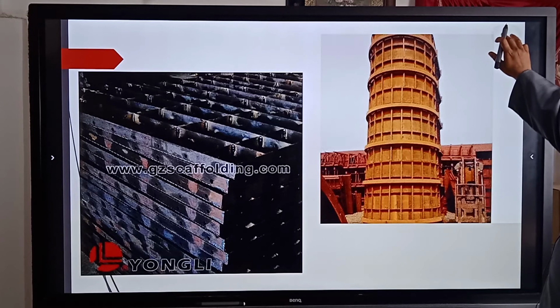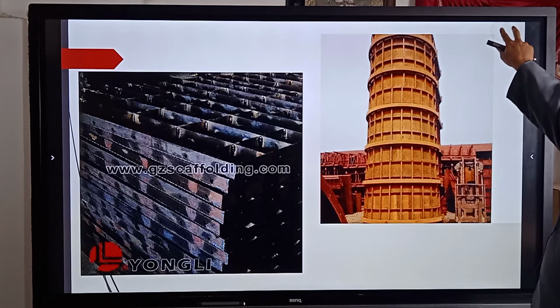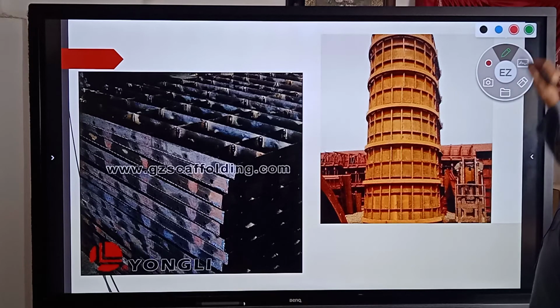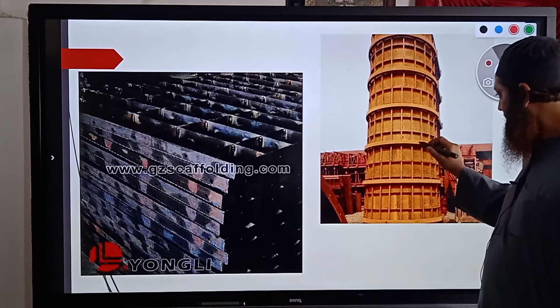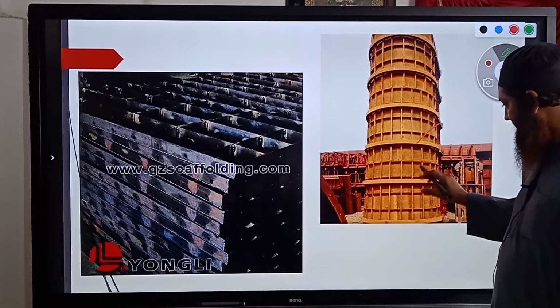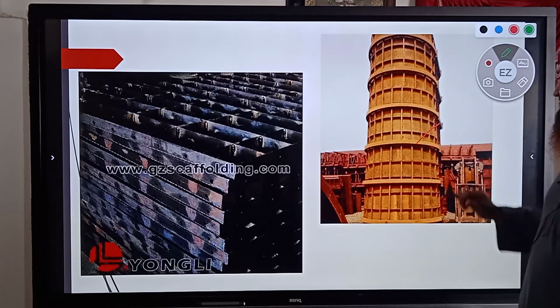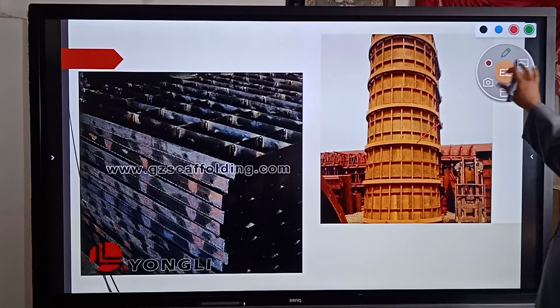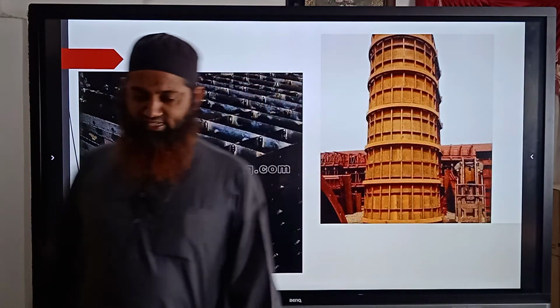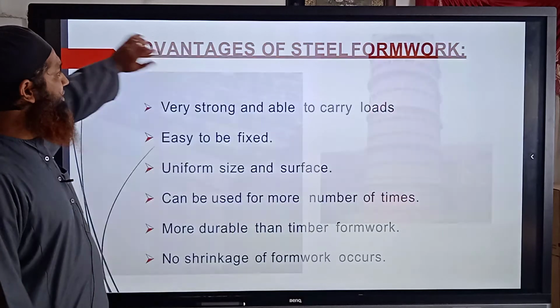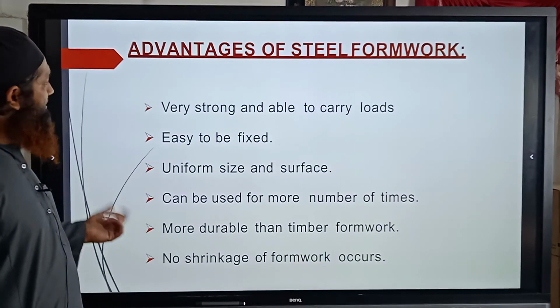As I told you, it can be prefabricated, and as per our need, you can just see here, this formwork is made of steel, it is prefabricated, and as per our need it can be cast here. So this formwork is very essential. It has many more benefits than the timber formwork.